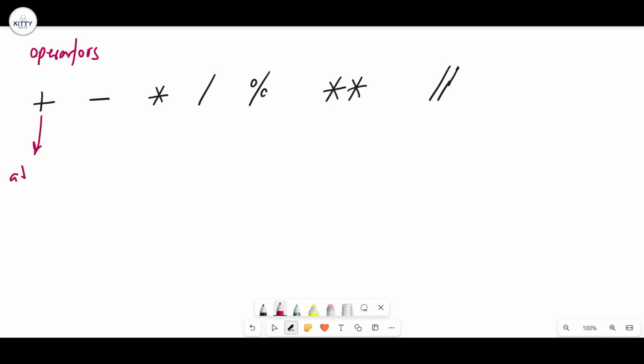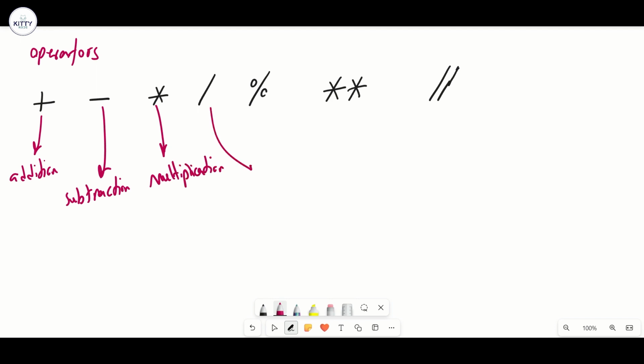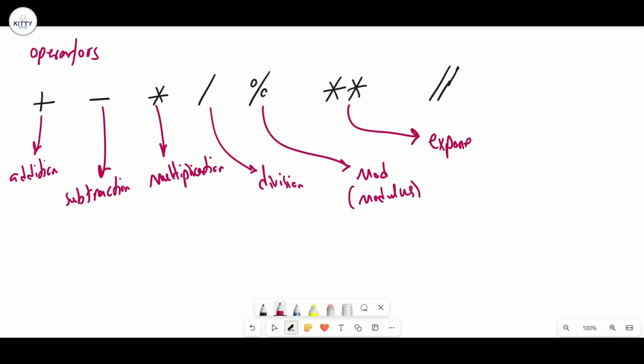So here we have addition, subtraction, multiplication, division. Oops, I don't have space. Okay, here. Mod operator or modulus. This one is exponentiation operator. It's a long word. And this one is floor division.